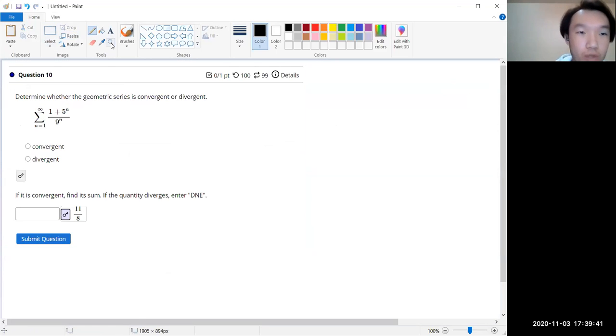Okay, so this one says determine if the geometric series is convergent or divergent. How far did you get with this one? I was able to figure out that it was convergent, but then when I was trying to find the sum, I got stuck, like when I was breaking the things apart. Okay, how did you figure out it was convergent? Or did you just guess, like it's 50-50?